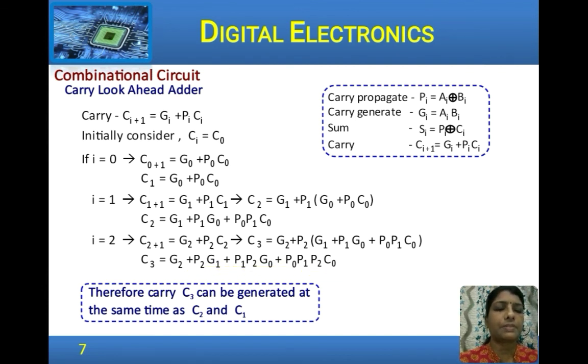So it is observed that carry C3 can be generated at the same time as C2 and C1 because its value depends only on the current inputs and the previous carry of only C0. So for any stage n, for calculating the carry, the previous stage carry is not required. Knowledge of C0 is sufficient. So carry can be generated simultaneously in all the stages. So this is the carry look ahead adder.